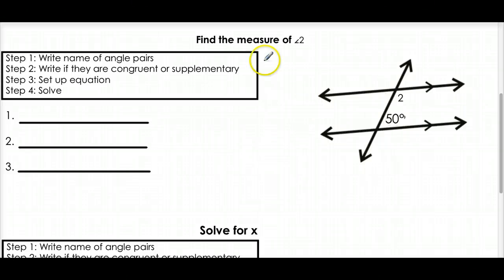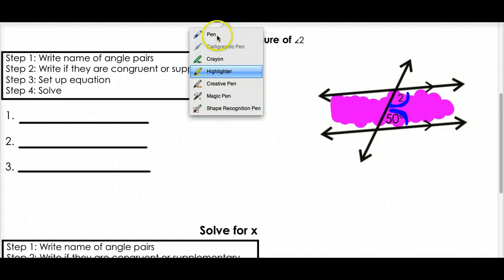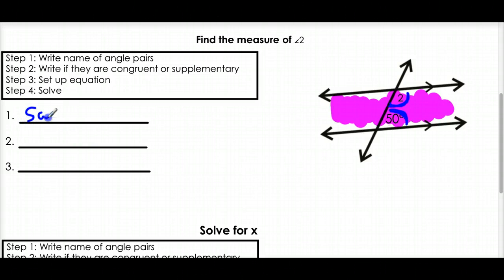Angle 2. I want to find the measure of angle 2 in this case. Now, once again, we're just going to use the same steps. We're going to write the name of these angle pairs. So we got this angle and this angle. That's the information we have. These are on the interior, if you remember. Look, these are in the interior. And they're on the same side. So these are same side interior angles. Now I know same side interior angles are supplementary. Just look it up. It's a fact.